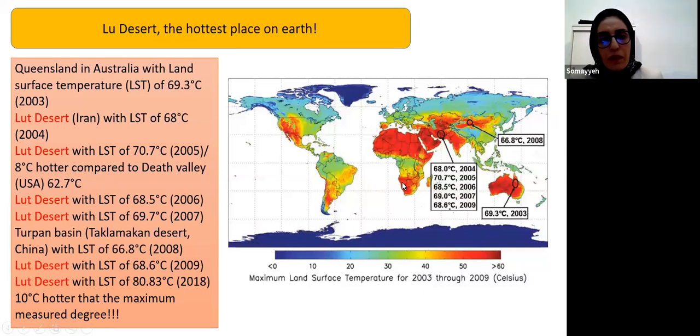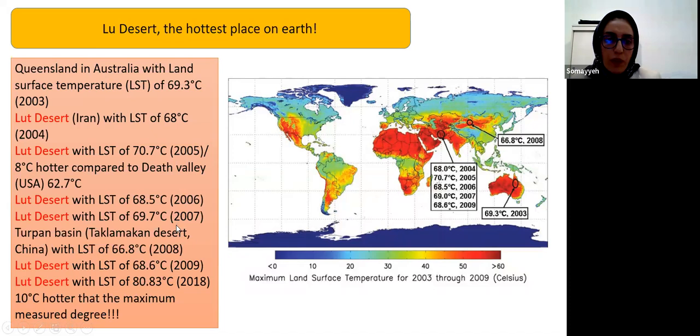So as you see, the Aqua MODIS satellite recorded Iran's desert, or better to say the Lut Desert, as the hottest point in the world in 7 continuous years from 2003 to 2009, with the exception of 2003, when Queensland in Australia was the hottest point with a land surface temperature of 69.3 degrees centigrade.